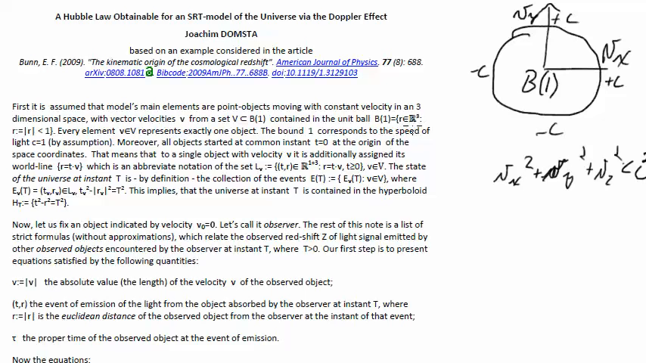R is in R3. R is in basically v sub x, v sub y, v sub z. R is less than 1. R is basically, the v is less than c. Every element v in that volume represents exactly one object.